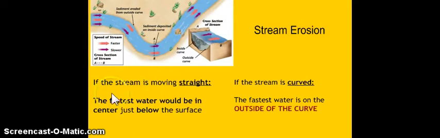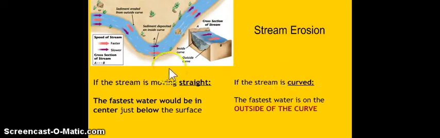Okay, so in your notes, we want you to write this down. If the stream is moving straight, okay, so like in this area right here where there are no meanders or curves, we're going to find that the faster water will be in the center just below the surface. Now that's really important. We want to think about why this is happening. Well, at the top and at the sides, you're going to have friction with the side of the stream and also with the air above it, which is going to slow that water down. So if we're talking right below the surface and in the center, we're going to see that the water is moving the fastest in these locations.